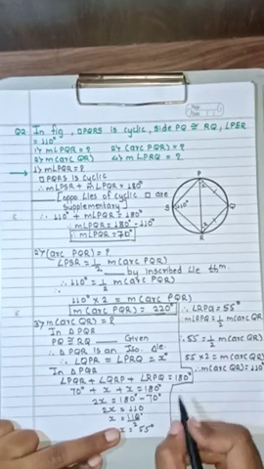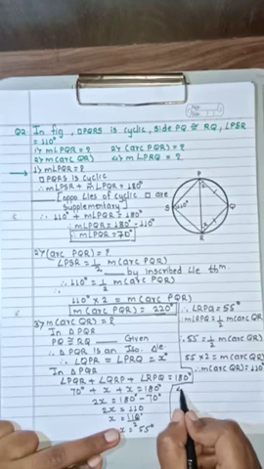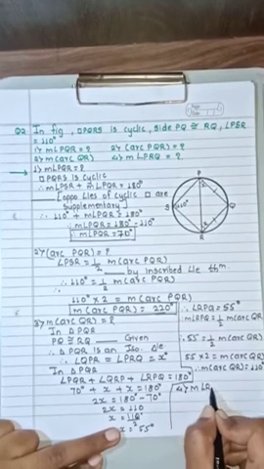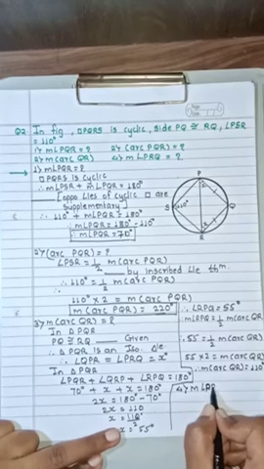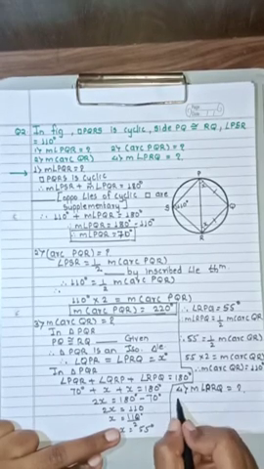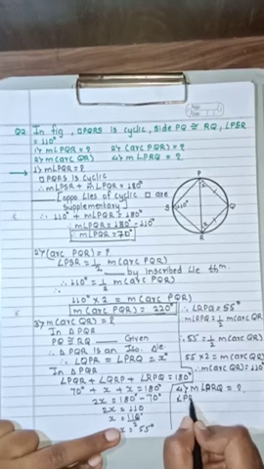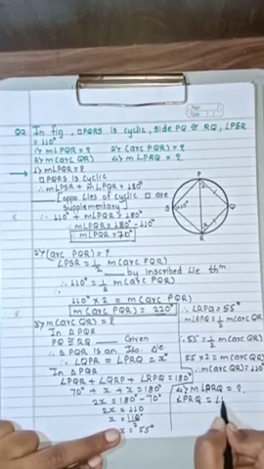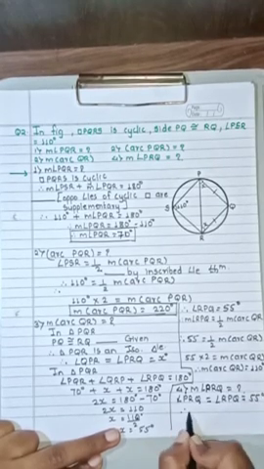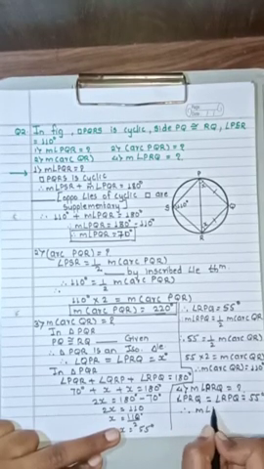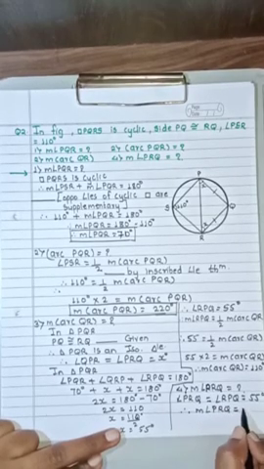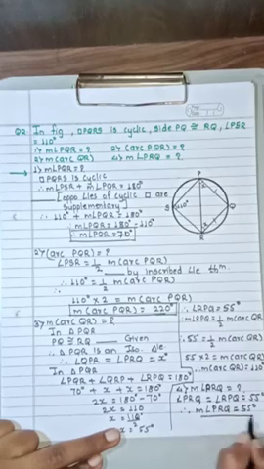Okay, therefore you can say that in question number 4, the measure of angle PRQ is equal to question mark. You know that angle PRQ is equal to angle RPQ, which is equal to 55 degrees. Therefore, the measure of angle PRQ is equal to 55 degrees. This you can write directly.